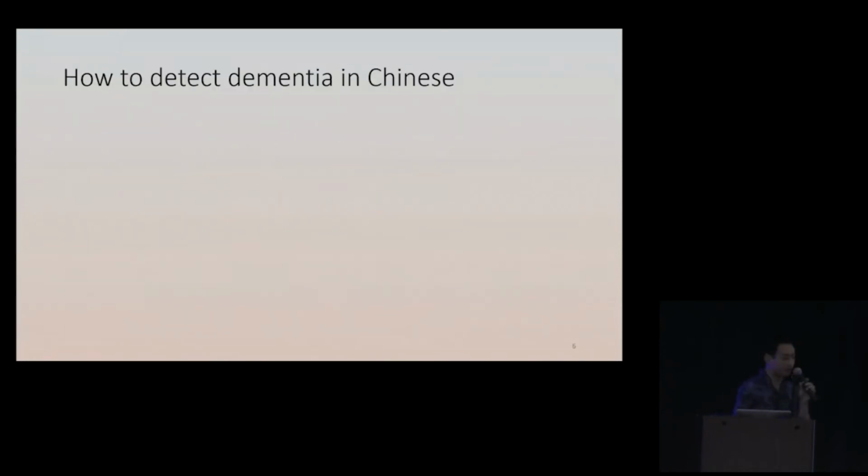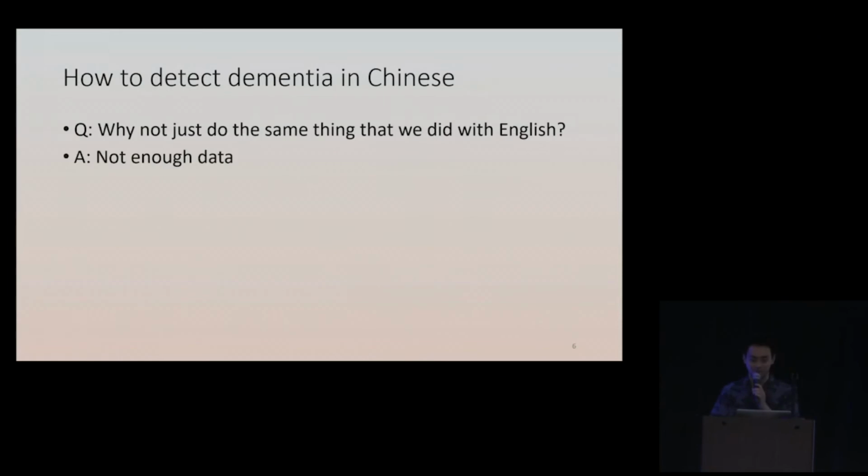Next, we're going to talk about how to detect dementia in Chinese. The first question is, why don't you just do the same thing as in English? And the answer is, you just don't have enough data. With English, we have around 500 samples, and with Chinese, we only have around 1/10 the amount. If you just try to train a classifier and do cross-validation, you don't have enough data to get anything meaningful. So in order to do anything, we have to use transfer learning: somehow combine the data sets in 2 languages to get a better result than if you just use one language at a time.